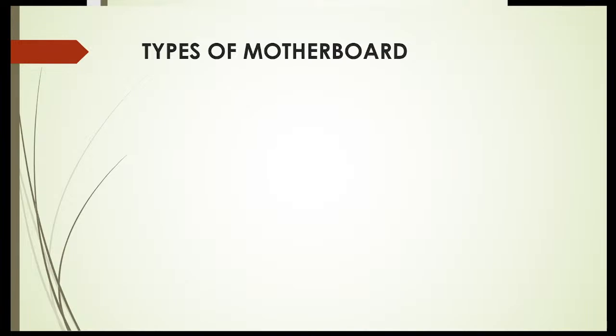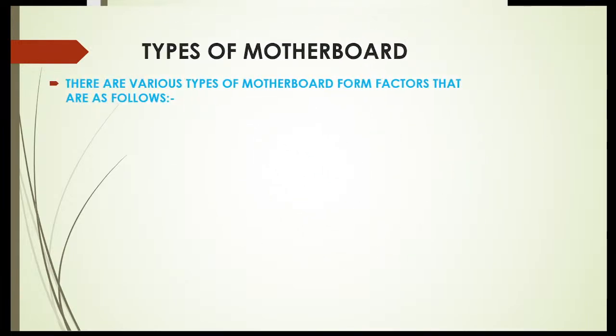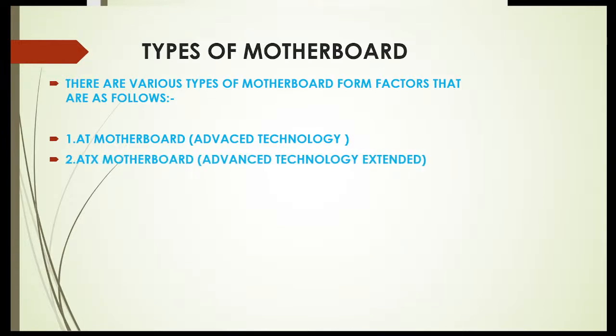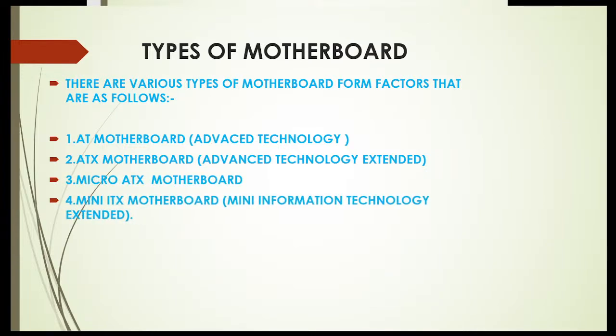Types of motherboard. There are various types of motherboard form factors that are as follows. First one is AT motherboard, which means advanced technology. Second is ATX motherboard, advanced technology extended. Micro ATX motherboard, mini ITX motherboard, EATX motherboard. Now you will see a separate slide of all the types of a motherboard.